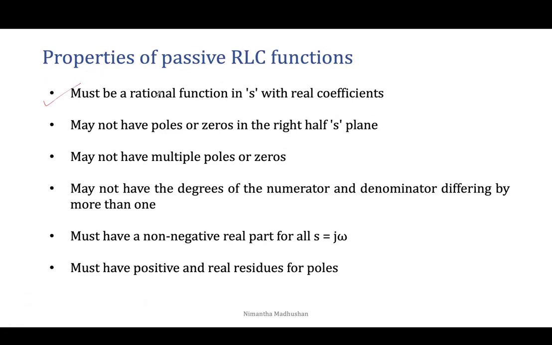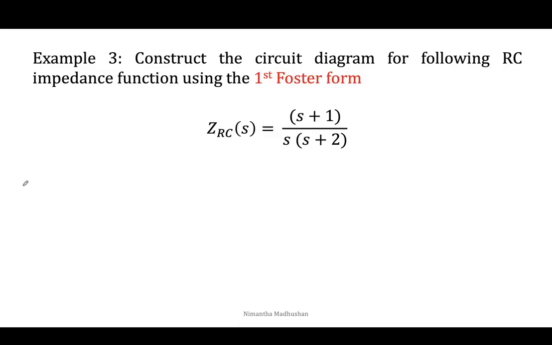Then the first one is satisfied, and the second one is that it may not have poles or zeros in the right half s plane. For that, we have to find the poles and zeros of the given function. We can obtain poles from the denominator. There are two poles, s equals 0 and s equals minus 2. And we can obtain zeros from the numerator. There is one zero at s equals minus 1.